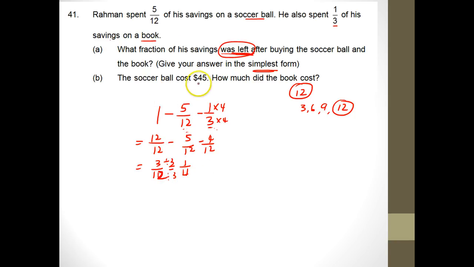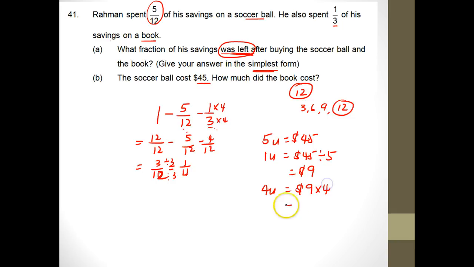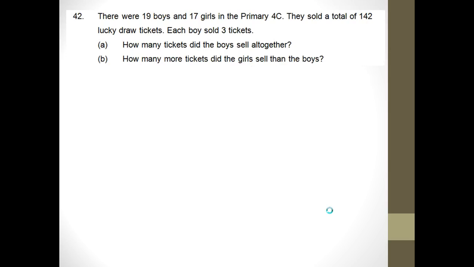The soccer ball costs $45. Which is the soccer ball? It is 5/12. So now I know that 5 units is $45. 1 unit will be 45 divided by 5, $9. How much did the book cost? The book cost 4 units. So 4 units is 9 times 4, and the book costs $36.